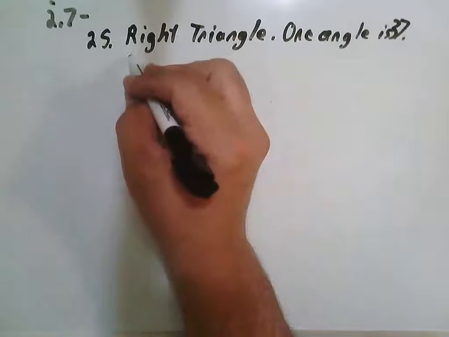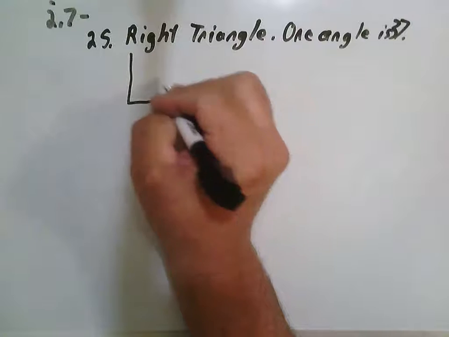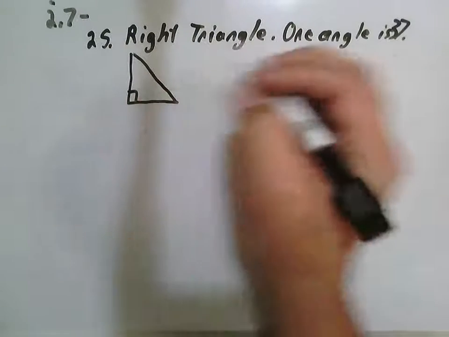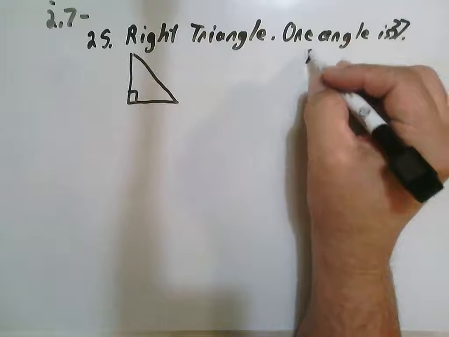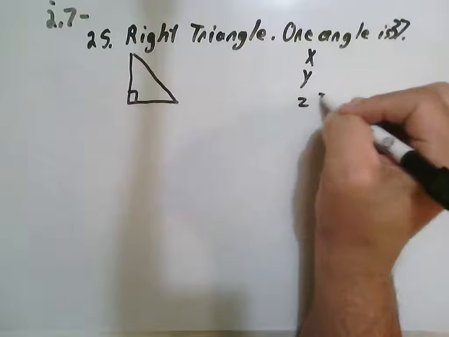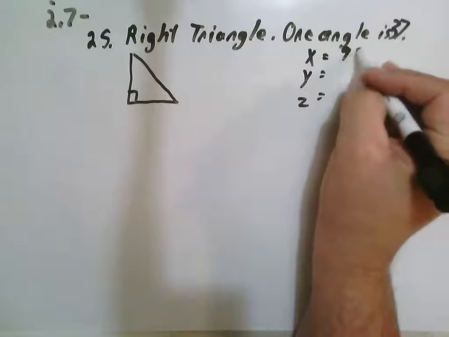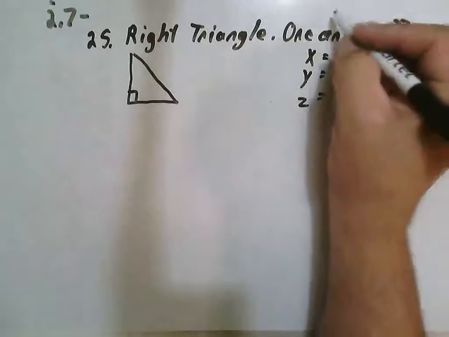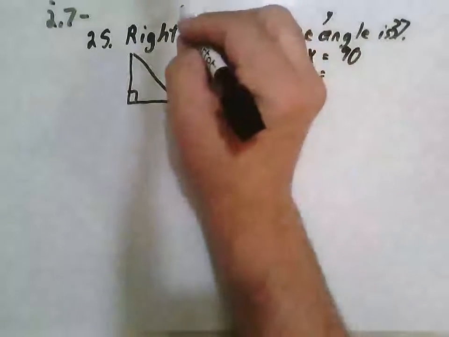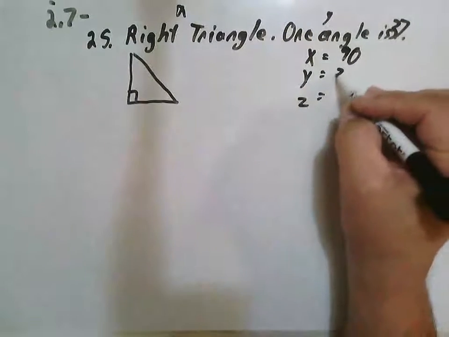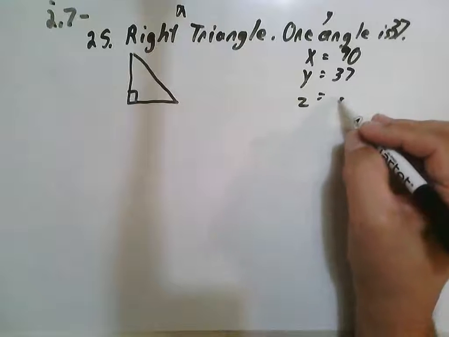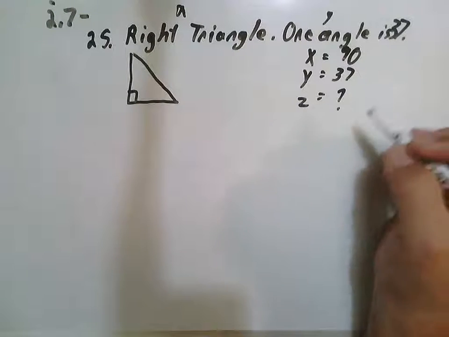So if we know we have a right triangle, automatically we know that one of these angles is 90 degrees. So I'm going to just list these as x, y, and z. You could list them as anything, but one of them is going to be 90. I'm going to choose my other angle to be my y. My right angle is going to be my x. So I know that that one's 37. And my z is the one thing that I don't know. So I have to solve for that.